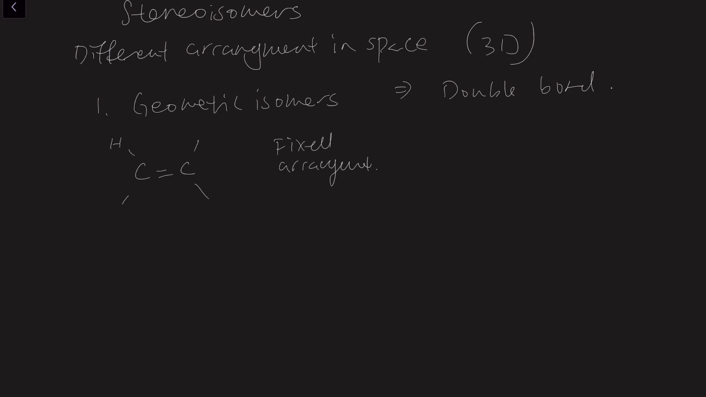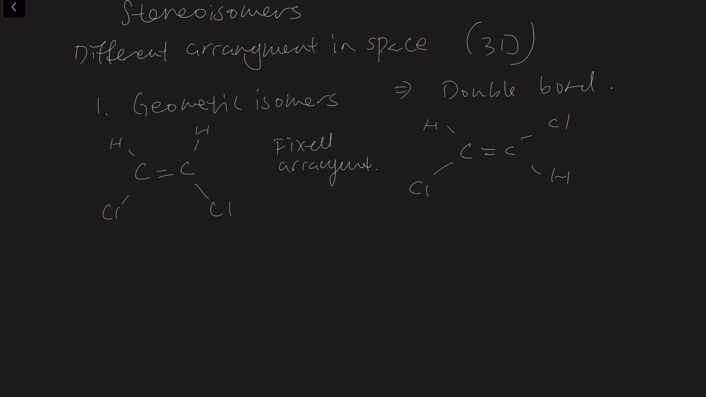So you can have something like this and something like this. So although it's all 2 carbon, 2 hydrogen, 2 chlorine, you can get different arrangement because this carbon to carbon double bond is fixed in place. You cannot move things around. So that's why we get isomers. We lose this flexibility. So we introduce more possibilities for different arrangement in space.